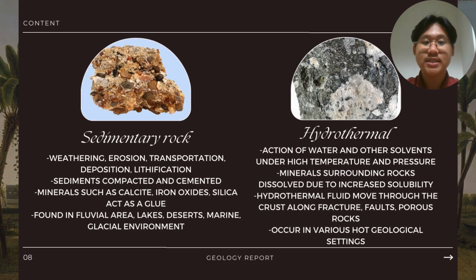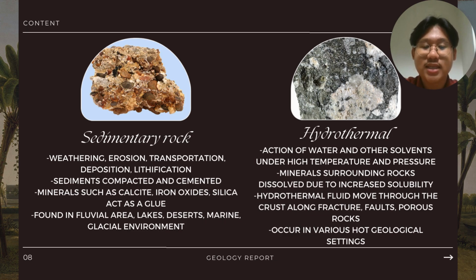Sedimentary rock comes from pieces of once living organisms or pre-existing rocks. If sediments that accumulate on the Earth's surface are buried deeply, they become compacted and cemented. The formation process of sedimentary rocks involves several stages, including weathering and erosion, transportation, deposition, and lithification. Usually, sedimentary rocks can be found in fluvial areas, lakes, deserts, marine and glacial environments, and swamps and marshes.